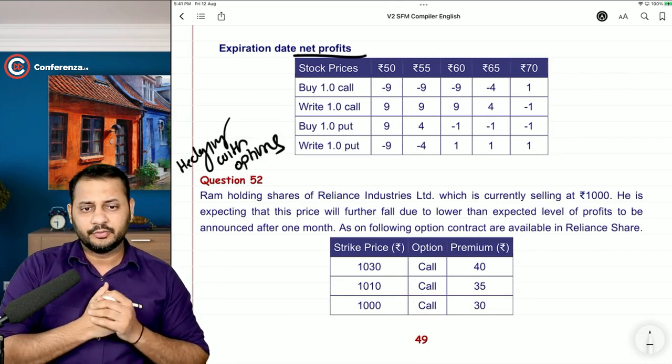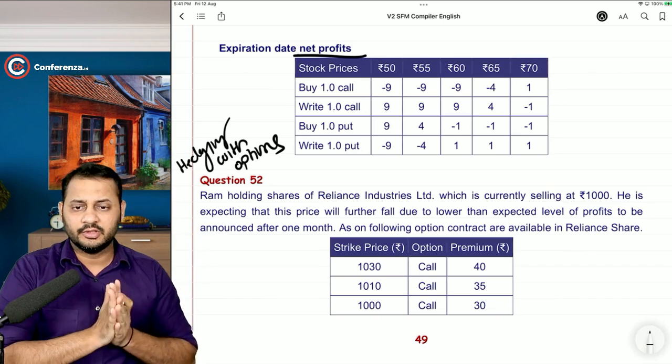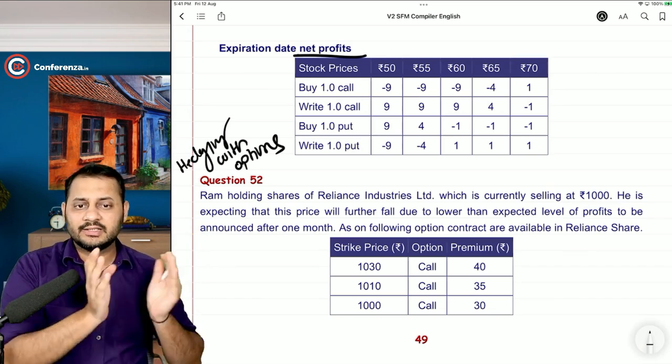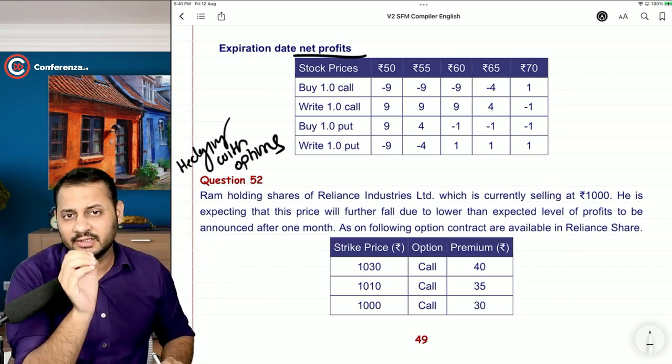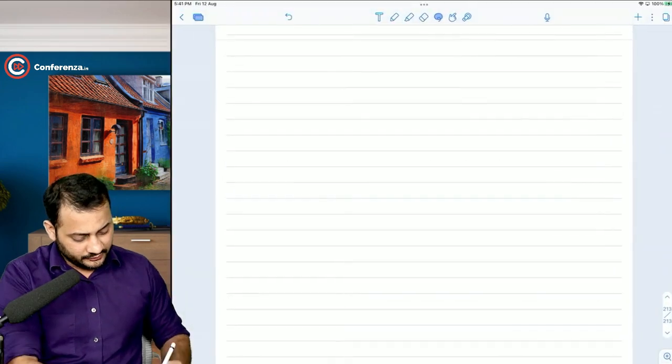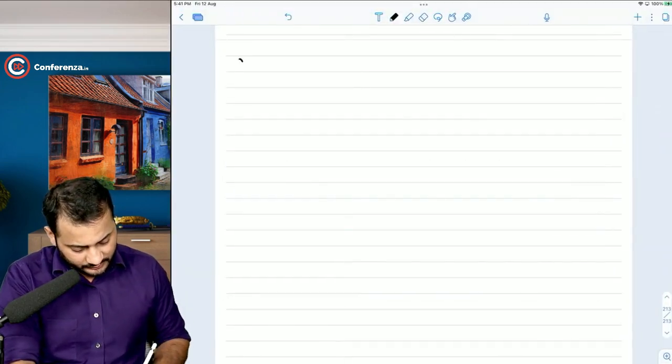This question is related to hedging with options. Okay, let's have a look at this. Ram is holding shares of Reliance Industries Limited, which is currently selling at 1000 rupees. So let's first draw the timeline. This is question number 52. Am I right?